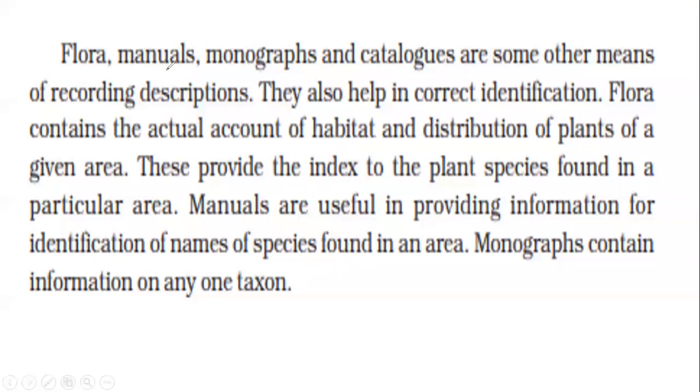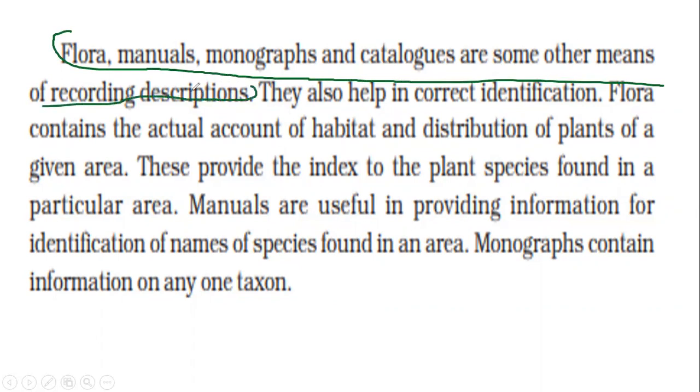Flora, manuals, monographs, catalogs: all these are means of recording descriptions. They also help in correct identification. Flora contains the actual account of habitat and distribution of plants of a given area. Manuals are useful in providing information for identification of names of species found in an area. Monographs contain information on any one taxon.